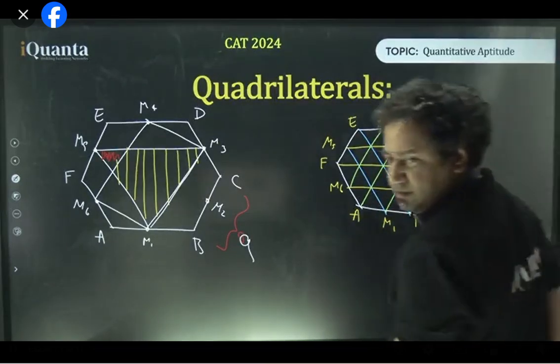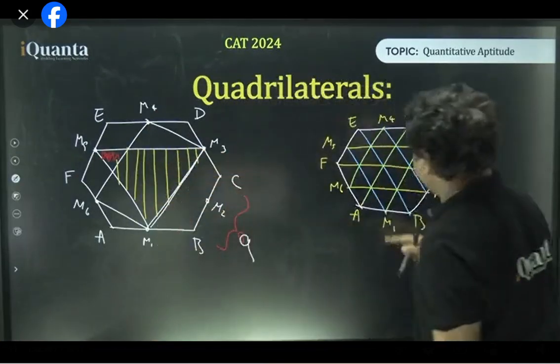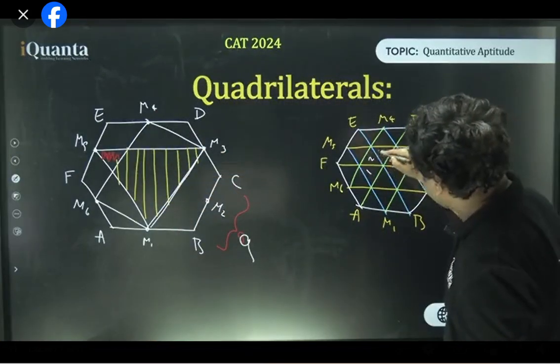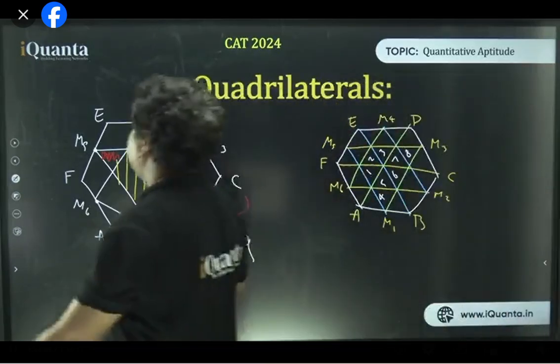Out of these, how many parts do I need? I need 1, 2, 3, 4, 5, 6, 7, 8 parts.